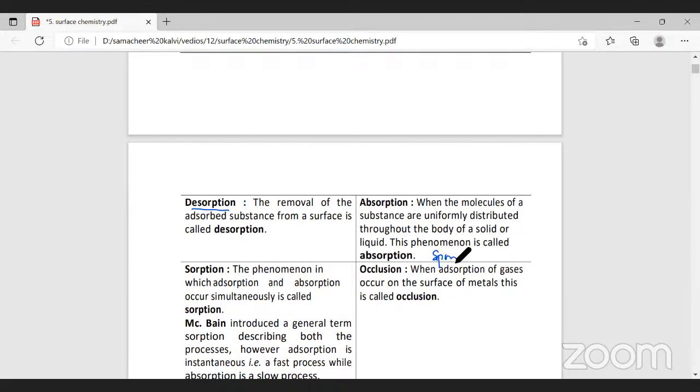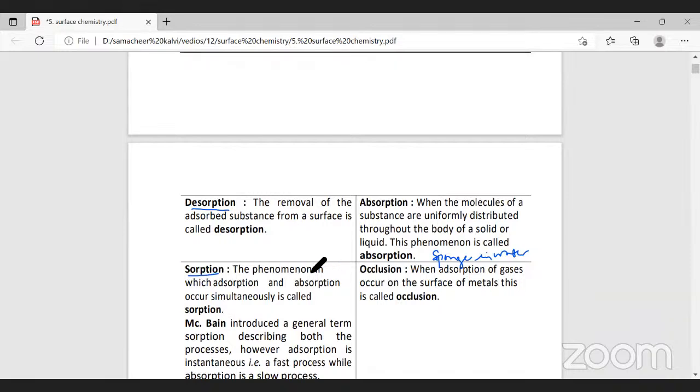I told you, when we immerse a sponge in water, water not only gets accumulated on the surface, but also gets into the sponge. The process is called absorption. So water molecules will be uniformly distributed on the surface of the sponge and also inside the sponge. That's called absorption. The next term is sorption.